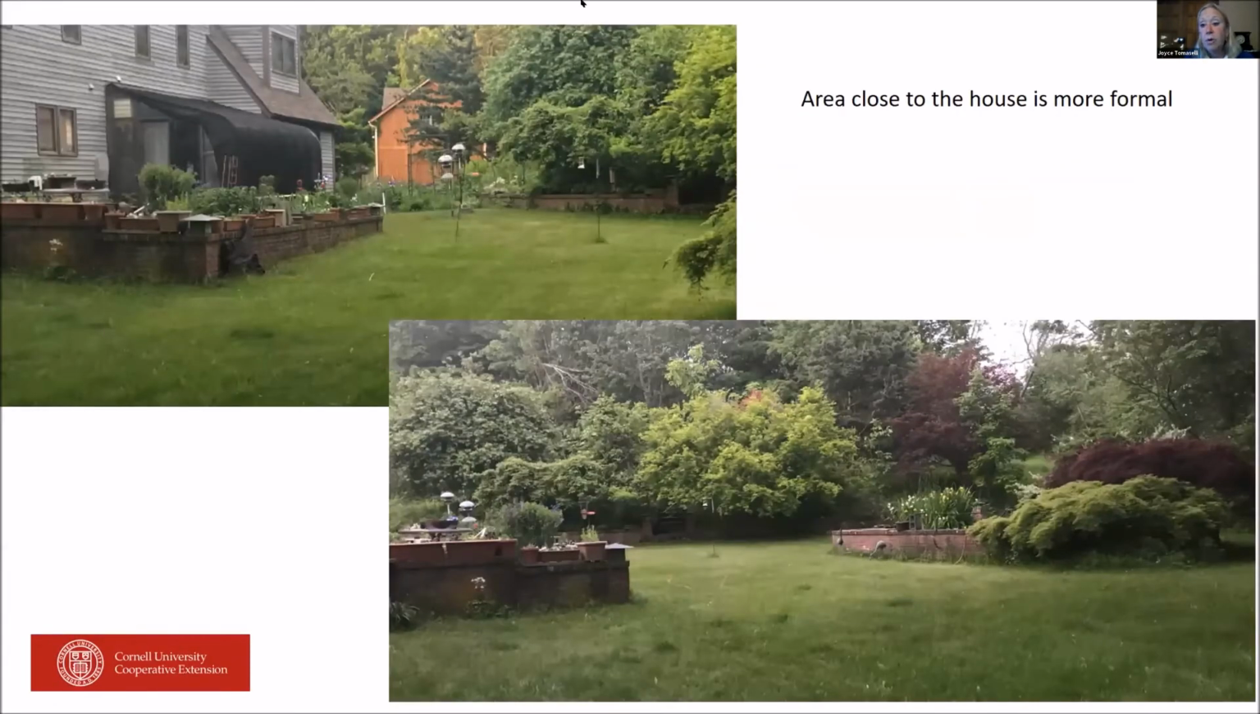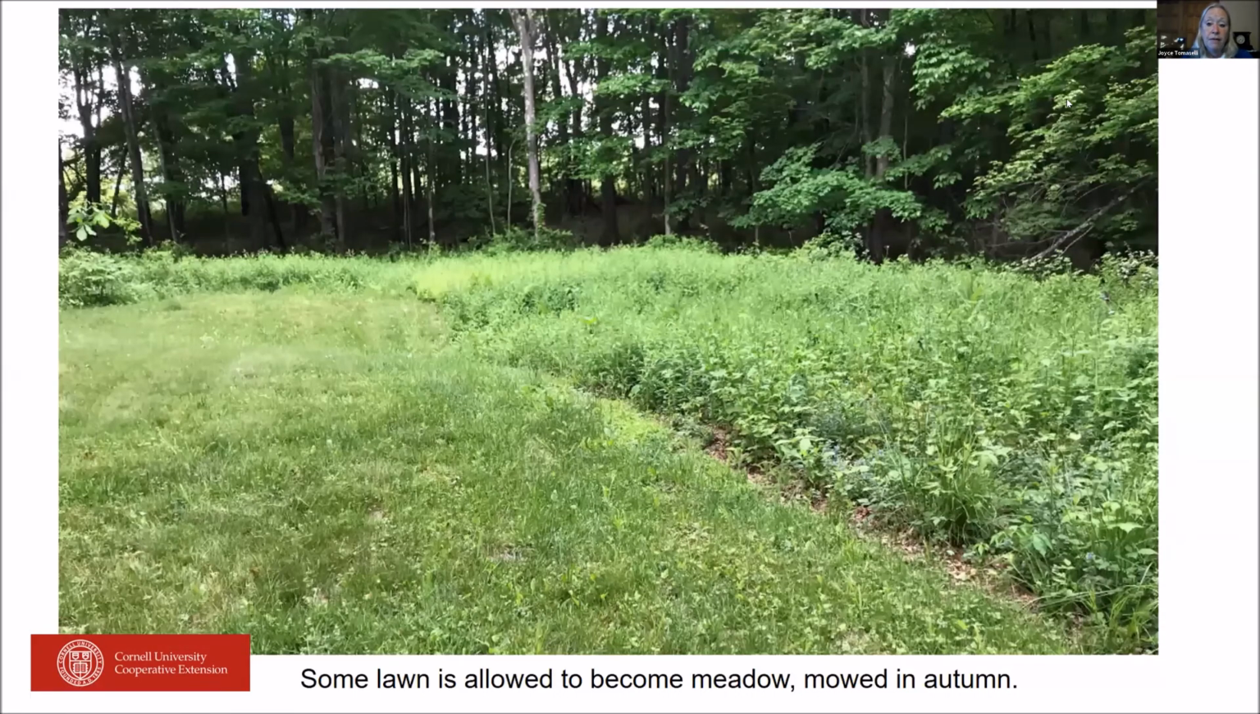The backyard where we are is more formal, and that's where I have more ornamental plantings, and that's where I mow, and that's where we compete with the bird feeders. I have an area that I have stopped mowing that I only mow in autumn, and that has nice goldenrod, that has milkweed, that has all sorts of pollinators and some poison ivy.